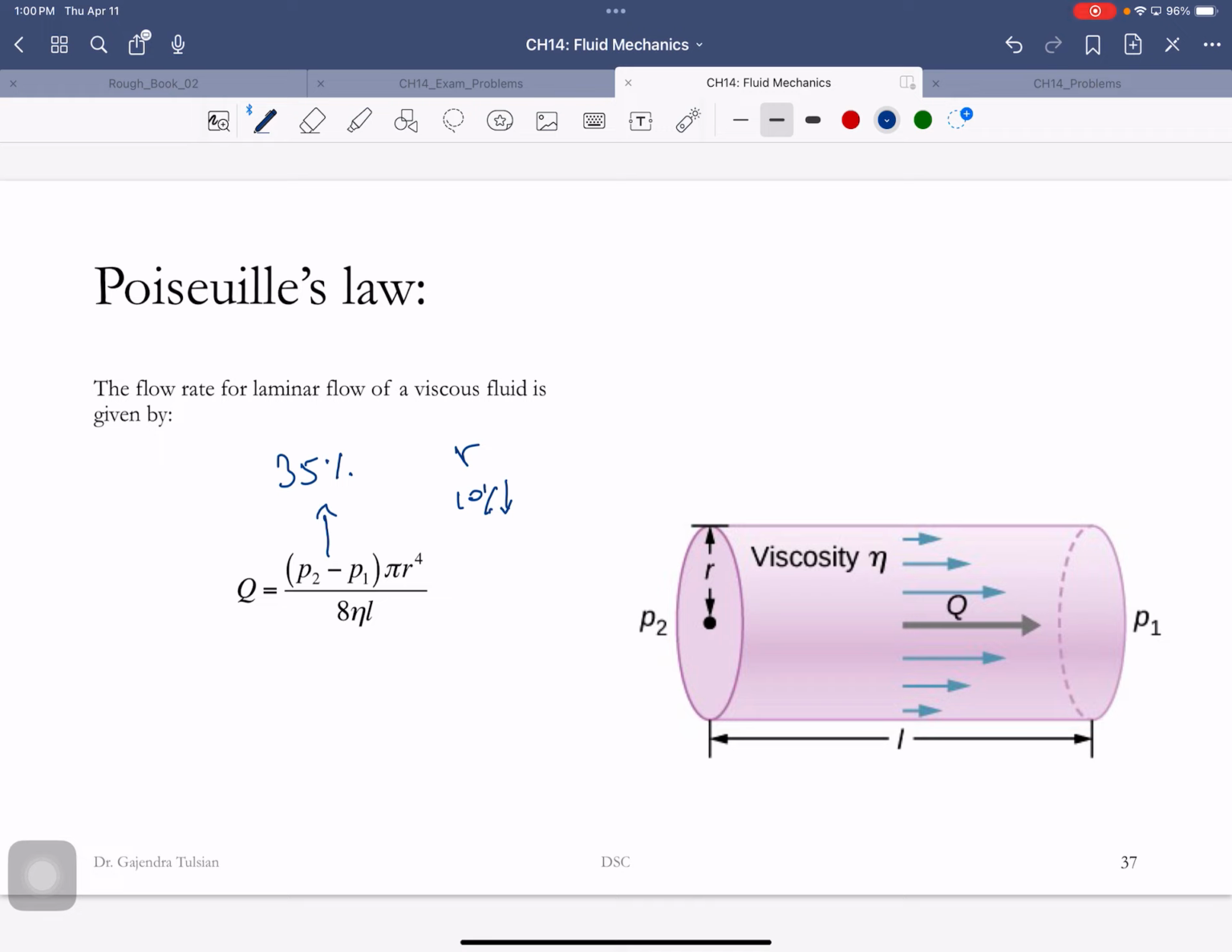What's that next to the 8? This is eta. We'll learn about this. This is the viscosity, and that's friction in the fluid. So again, you decrease this by 10%.